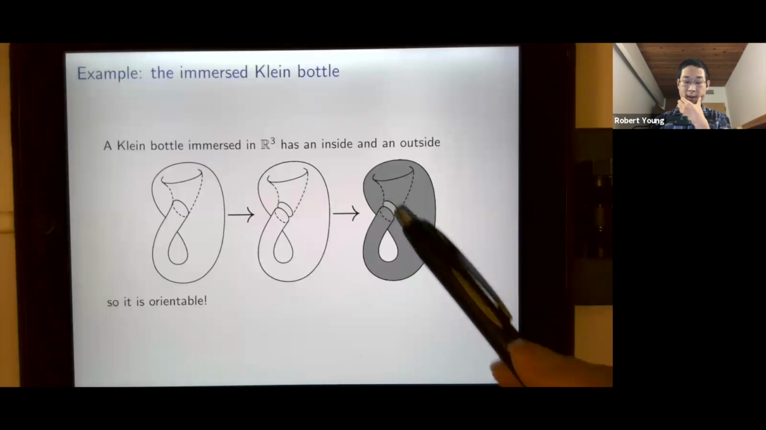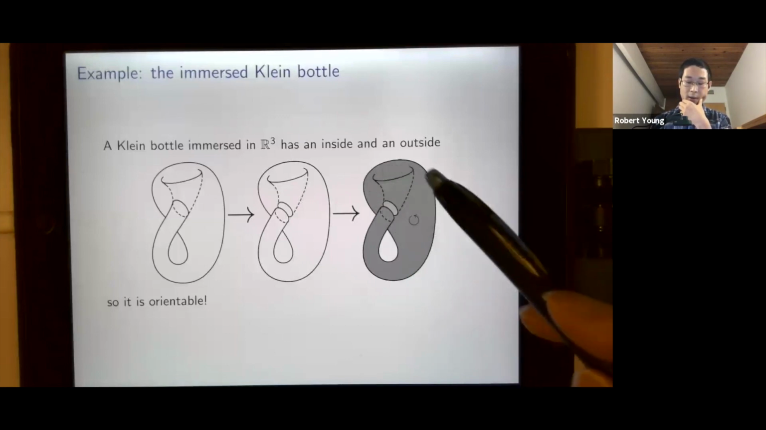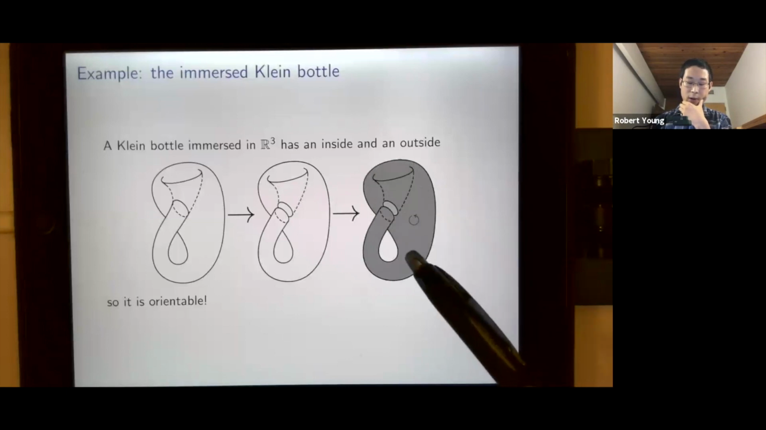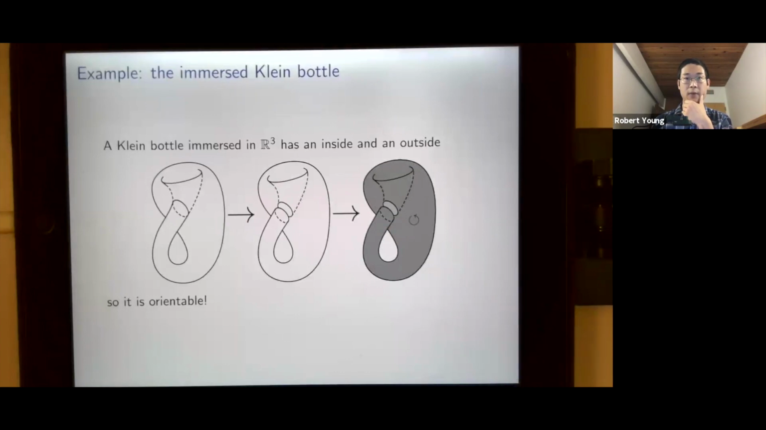Basically, you just cut along that self-intersection, and then you get a solid torus. You get the boundary of a torus, or you get a torus, and you got this neck which is capped off by that piece of the self-intersection. So the Klein bottle has an inside and outside, so it's orientable.